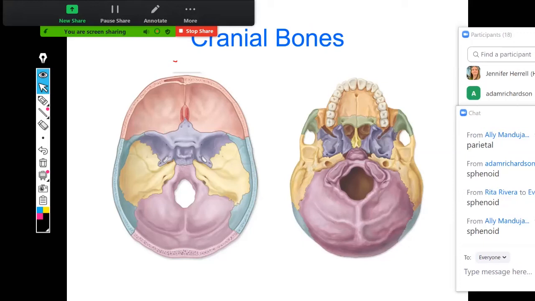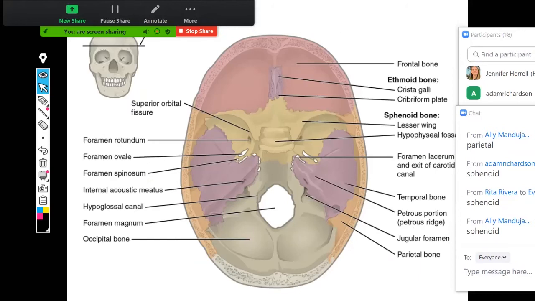So like I said, take this in small chunks. I'm just going to practice my cranial bones today and just go over those, take a break, do something else. Here's a labeled version. Yeah, we already looked at that view.